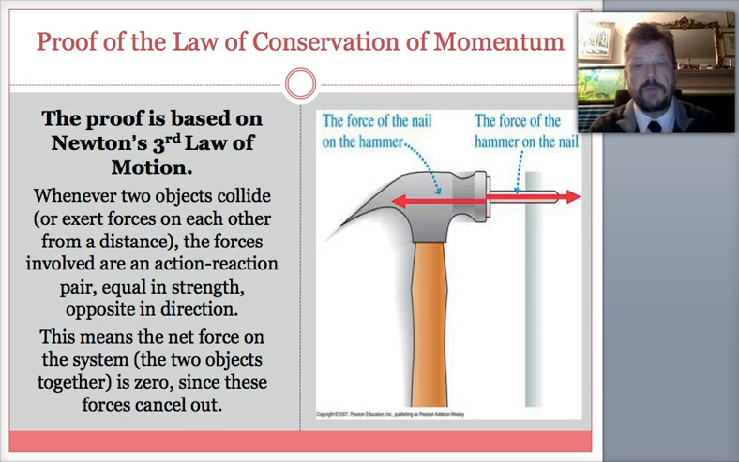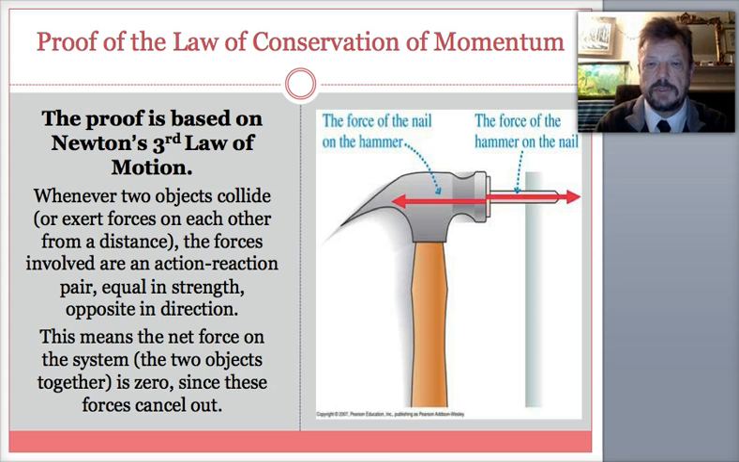The proof of the law of conservation of momentum is based on Newton's third law of motion. Whenever two objects collide or exert forces on each other from a distance, the forces involved are an action-reaction pair, equal in strength, opposite in direction. This means the net force on the system, the two objects together, is zero, since these forces cancel out.